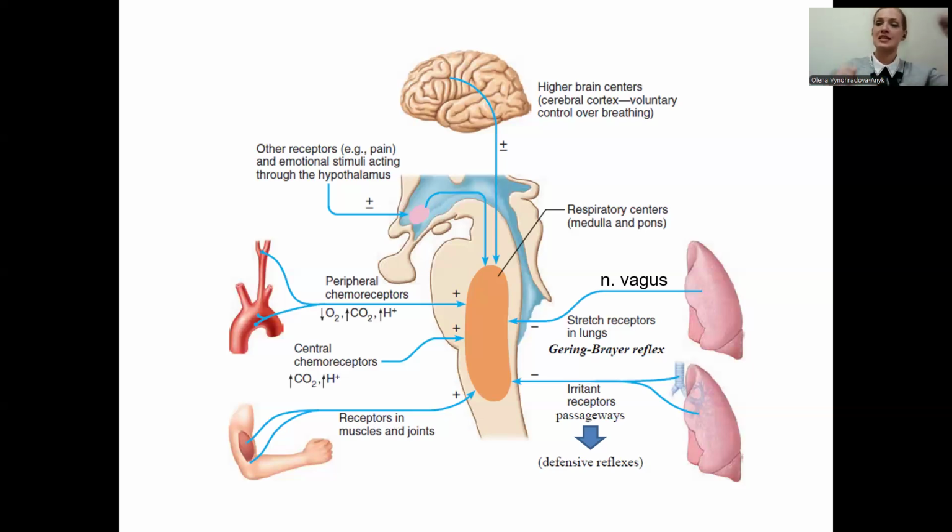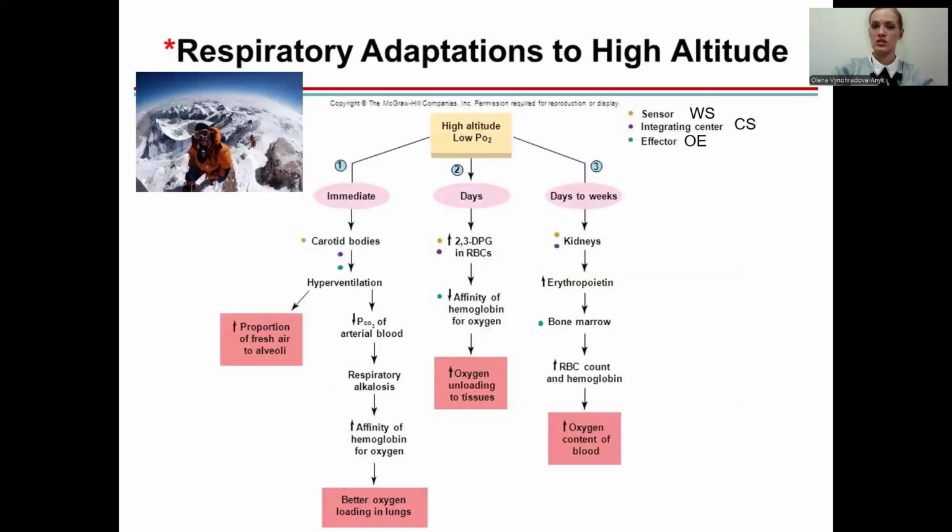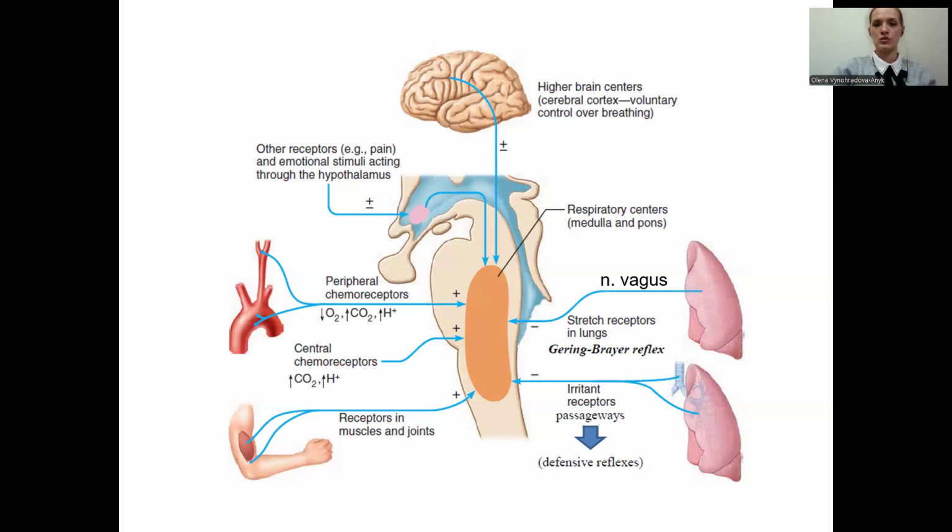When we begin physical exercise, our muscles and joints also send signals to our respiratory center, and we have stimulation of the respiratory process. Also, one more important moment: our brain cortex is also able to control our respiratory center. But how does it happen? Actually, I said it wrong, because our cortex is not able to control our respiratory center, but it is able to control our respiration.